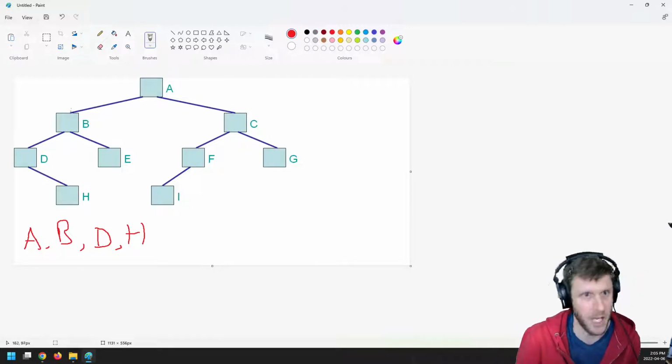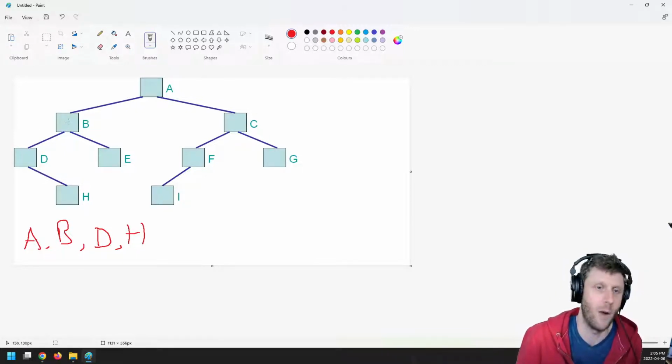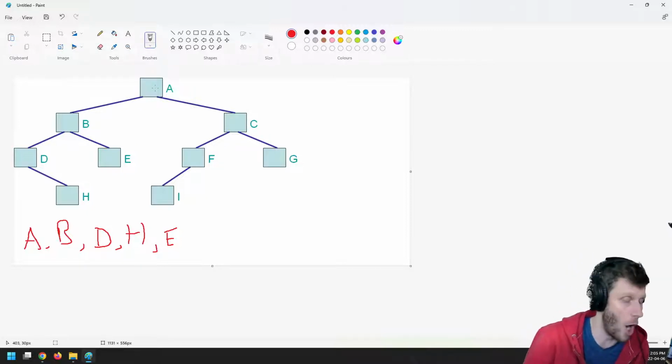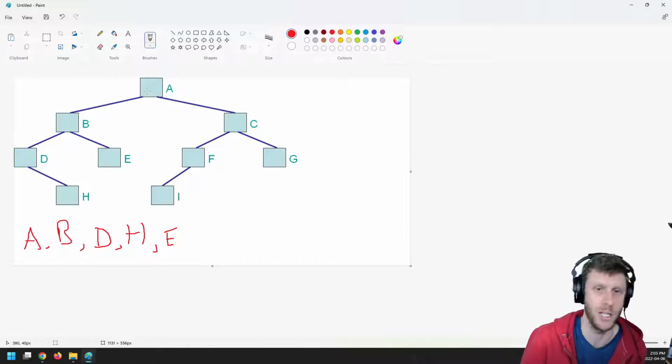So we return to B. Now we finished B's left subtree, so we do a preorder on the right subtree. Go to E, access E. Go to E's left, nothing there. Go to E's right, nothing there. We're done with E, return to B. We just finished B, return to A. Oh, so now we finished A's left subtree. So we did all of the preorder traversal on the left subtree. Now we just need to do a preorder traversal on the right subtree.